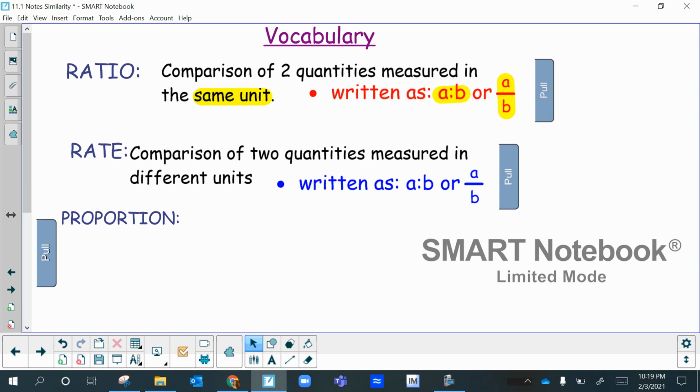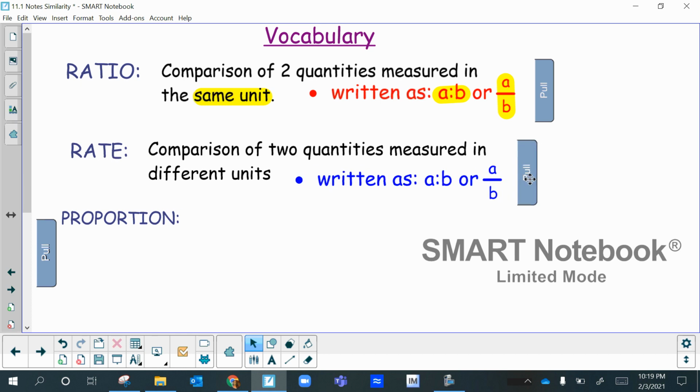A rate is pretty much the same thing, except on this one, it is a comparison of two quantities, but measured in different units. Okay, so still written as A to B or A to B. So we'll write them both ways. So that's a ratio and a rate, and those two are pretty much the same thing.